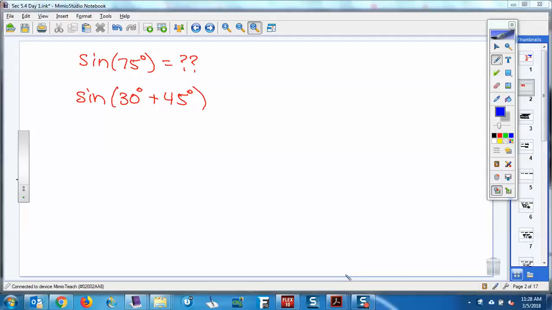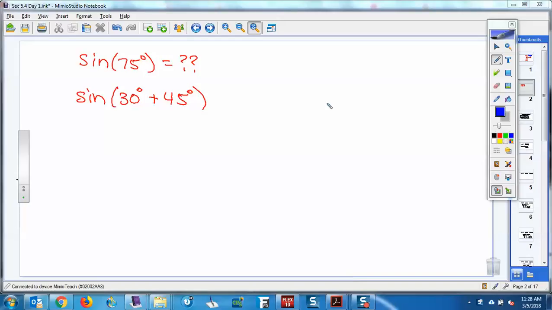So, sine of 75 degrees. It's not one of our special numbers like 30 or 45 or 60, but it could be split up into this, right? Sine of 30 plus 45. The uneducated, which is kind of what you are right now in this particular topic, would probably think you could do what with that?